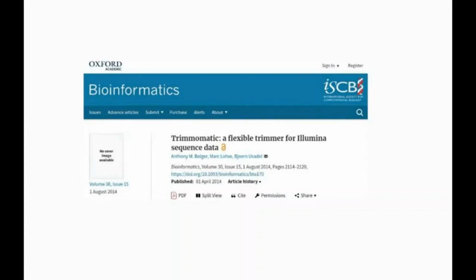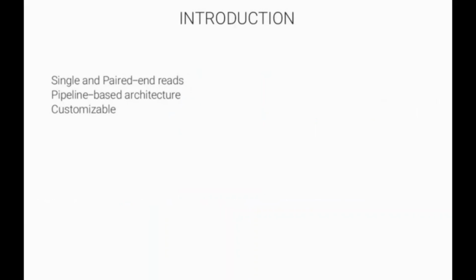Hello, today's paper unraveled is Trimmomatic, a flexible trimmer for Illumina sequence data. Published in 2014, the paper was authored by Bolger, Loesch, and Usadel. Trimmomatic is a flexible and efficient tool that can process both single and paired end reads.